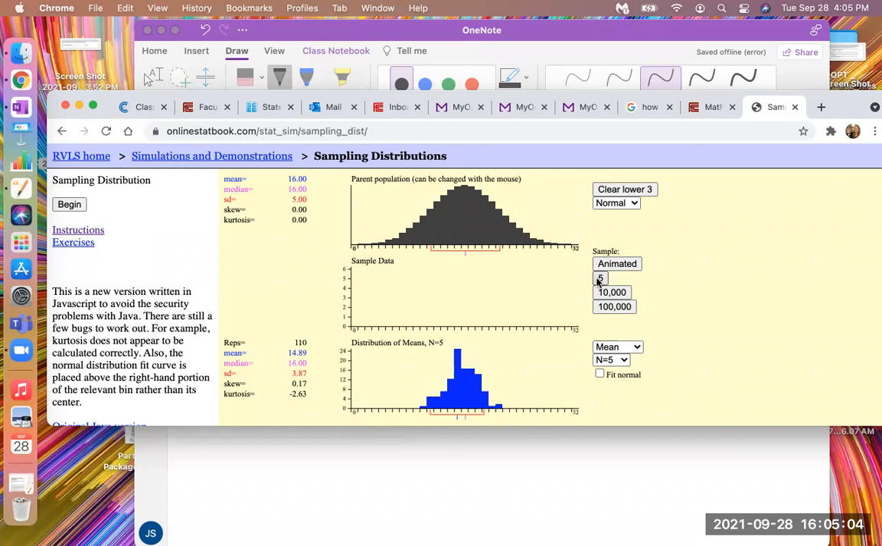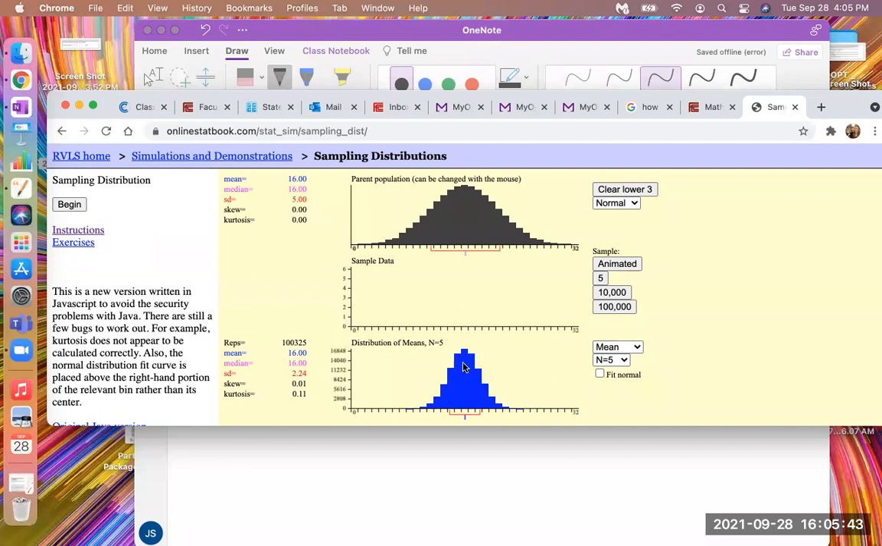And as we do more, we're going to get the shape of this sampling distribution. If we do like 100,000 more, look what all of a sudden happens. Look at the shape. Notice how the shape of this sampling distribution is called the sampling distribution of the means, because it is the frequency distribution of the means.